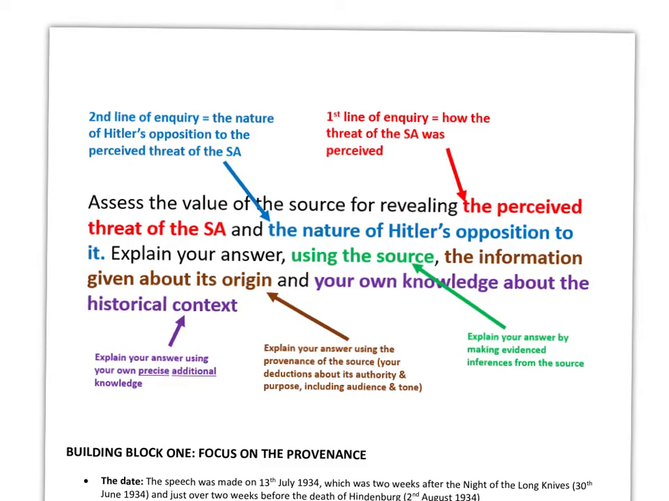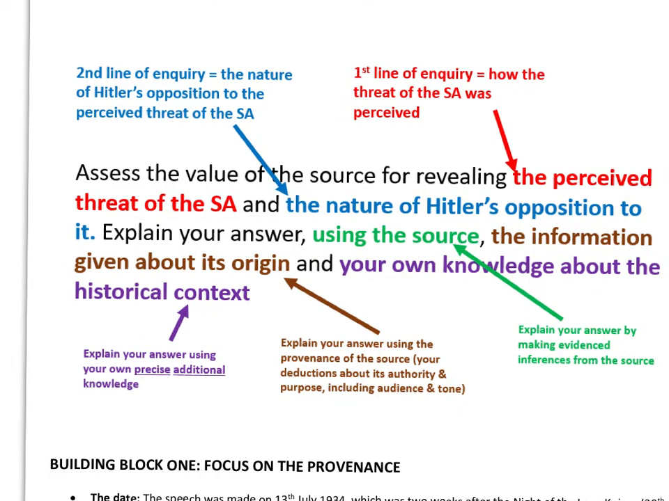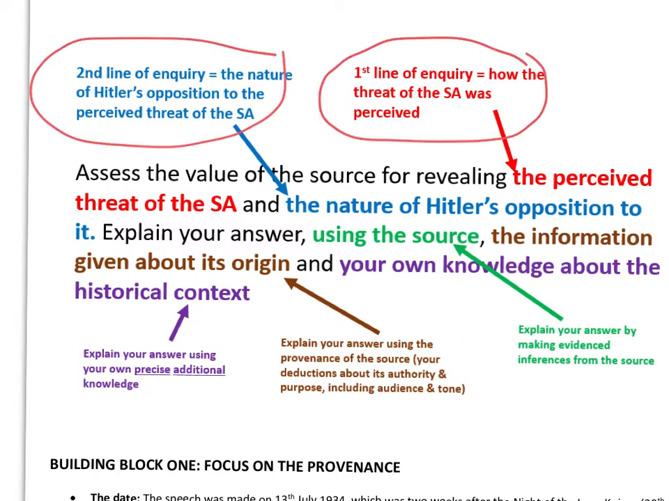In terms of the actual planning and writing of your answer then, the structure, we did a whole lesson way back in year 12 about how to structure and how to analyse. And we started off with this, okay, so hopefully you'll recognise this. I've taken the question and I've used colours to basically say there are in effect 6 main elements to the answer. There are the 2 lines of inquiry, there and there. So the first line of inquiry, how the threat of the essay was perceived, and the second line of inquiry, the nature of Hitler's opposition to the perceived threat of the essay.